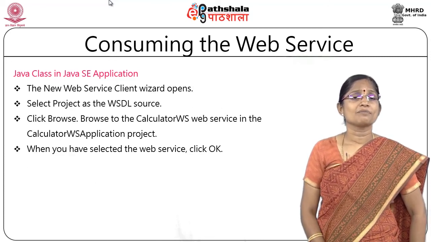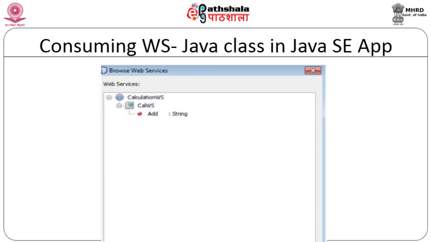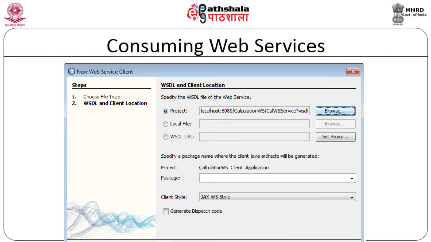When we have selected the web service, we can click OK. Now you can see the calculator WS client application is going to be the Java client application which we have created. For that Java client application, we are going to make use of the web service called calculator web service. So under the calculator WS application, the corresponding web service has to be chosen, and we have to click OK. Once it is clicked, you can see that the project name gets involved there, under the calculator WS project with the proper WSDL.